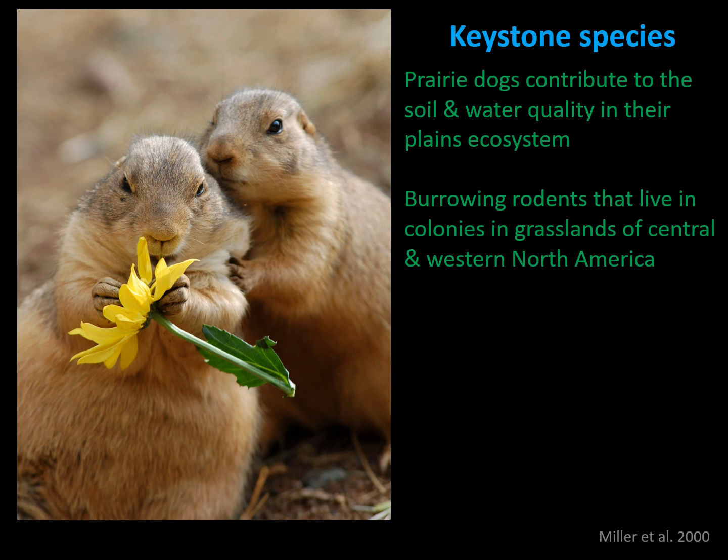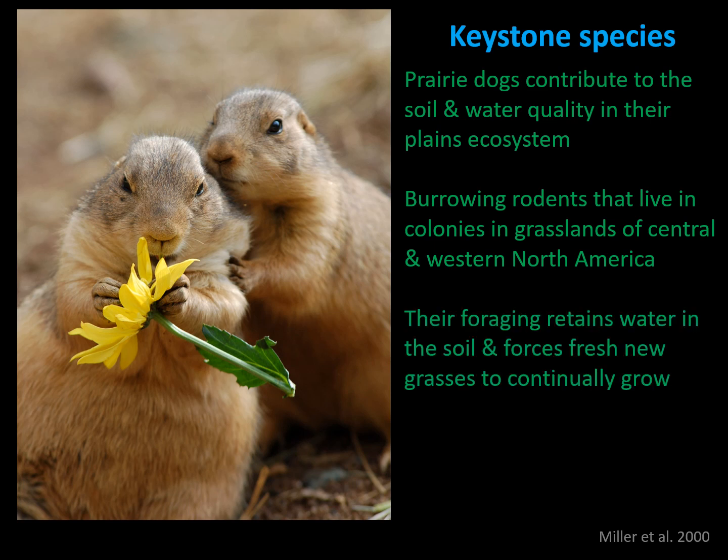They are burrowing rodents, so burrowing itself in fact recirculates or mixes the nutrients within the soil, and they live in colonies. In fact, they are social species. They largely occur in central and western North America in the prairie grasslands, hence called prairie dogs, and the burrows they construct are known to be utilized by many other species that occupy grassland ecosystems.